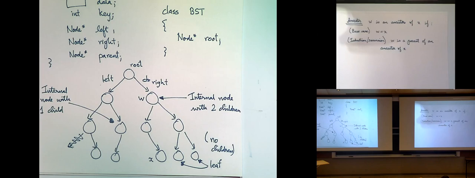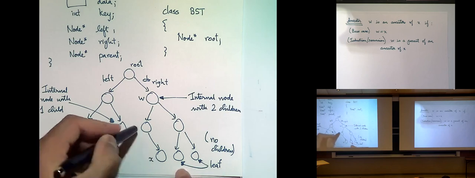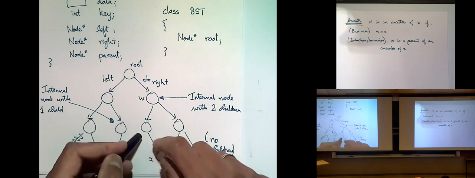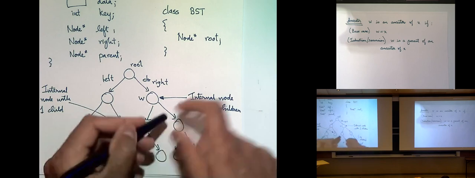Does that make sense? So a node is an ancestor of itself. So if W is a parent of an ancestor, then it's also an ancestor. So for example, the parent of X is therefore an ancestor, because it's the parent of X, which is an ancestor of itself, and hence the parent is an ancestor. And then the parent of the parent is an ancestor, so on and so forth.